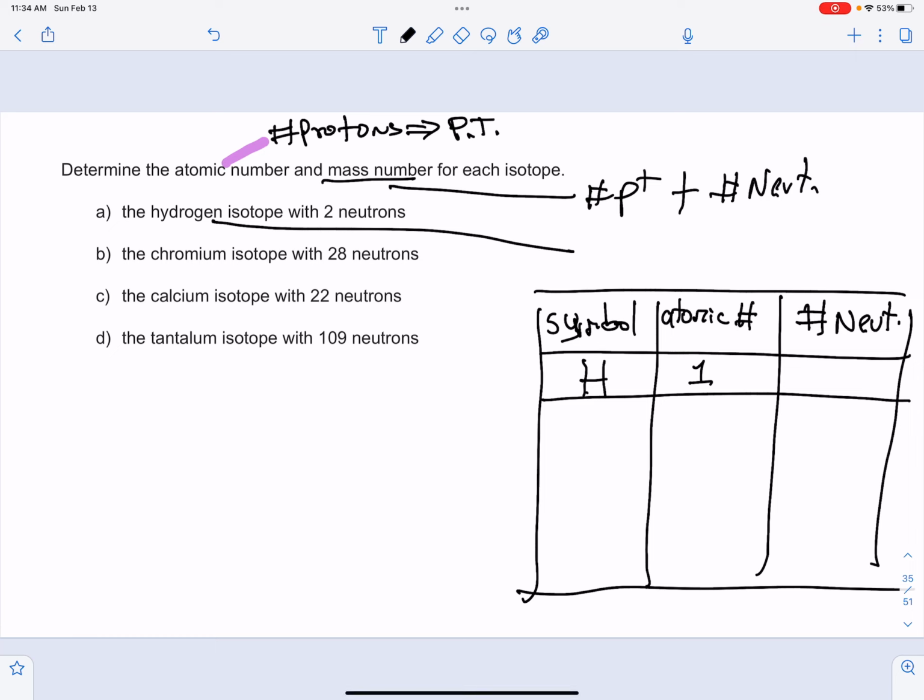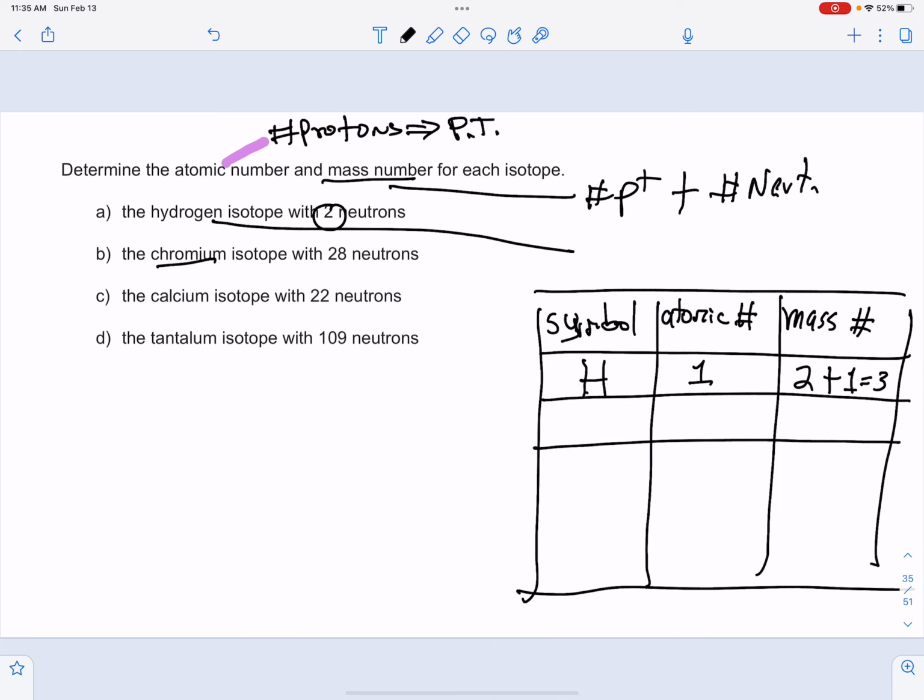And how many neutrons? Well, it's telling us that we have 2 neutrons, and we have 1 proton. So altogether it's 3. It's not looking for the number of neutrons, it's giving us that. What it's looking for is the mass number, which is protons plus neutrons. What about the second one?